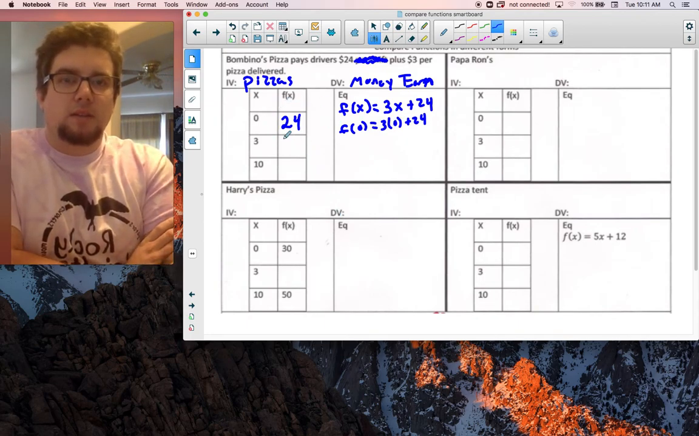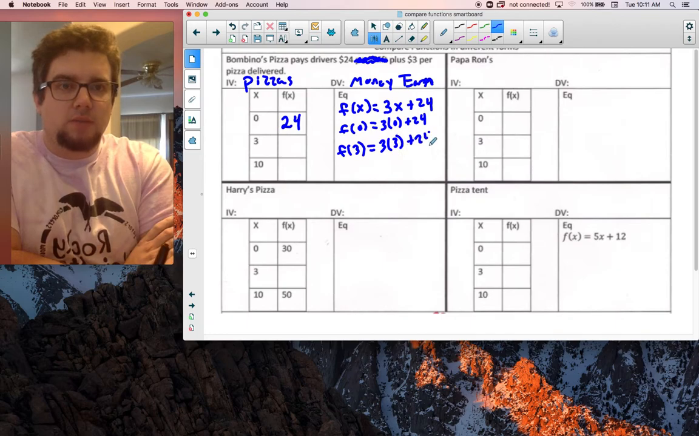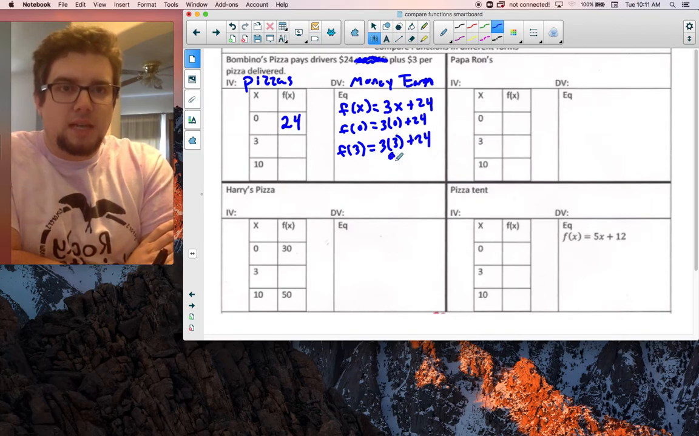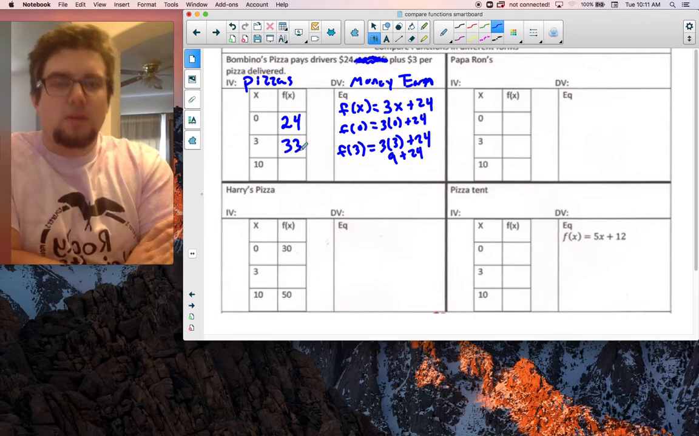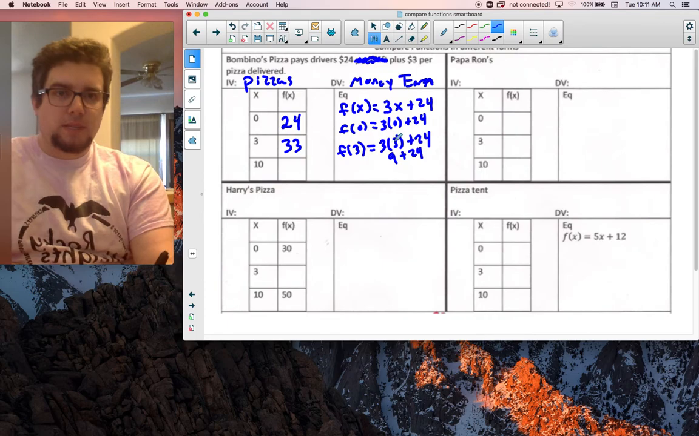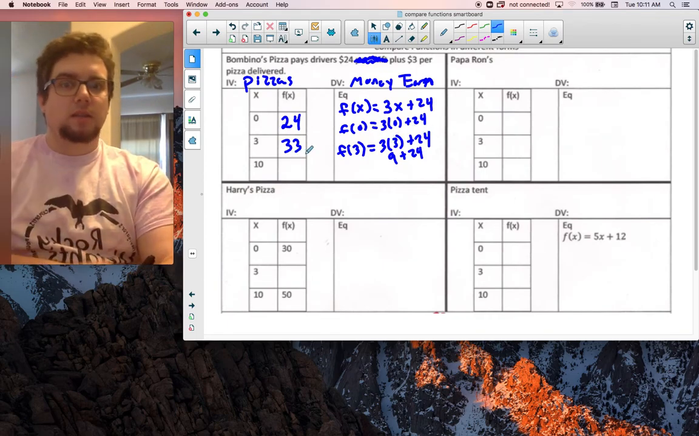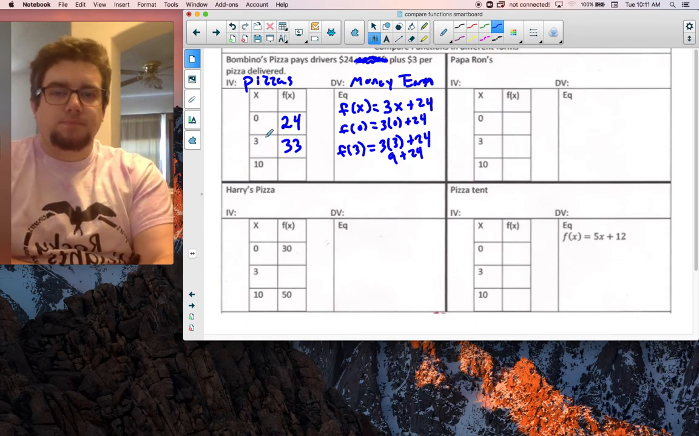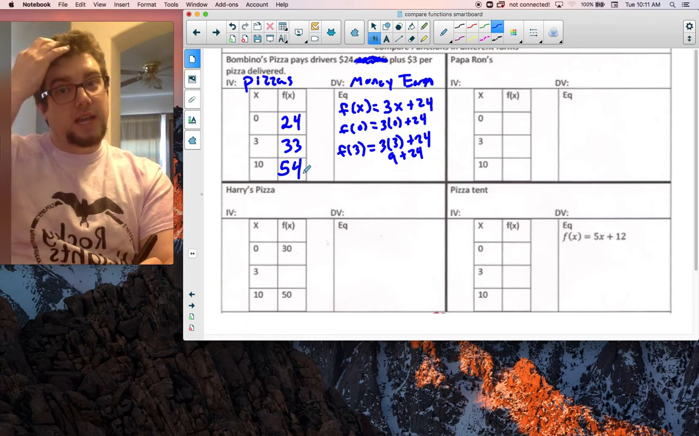So then for 3 pizzas, so f of 3, so we get 3 times 3 plus 24. So 3 times 3 is 9, 9 plus 24, $33. So $3 for each pizza plus the 24, I'd make $33 if I just delivered 3 pizzas. Then for 10, 3 times 10 is 30. 30 plus 24 gives us $54 that we'd earn if we delivered 10 pizzas that day.